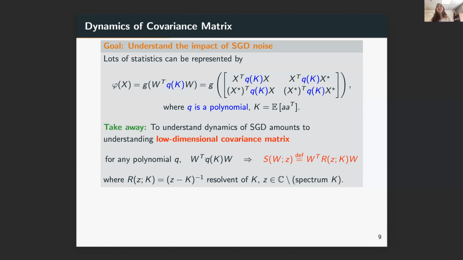And instead of looking at W transpose Q of KW, we can look at this new dynamics S, which is W transpose resolvent of KW. Why is this useful? Because if you know S, you can recover any polynomial, and actually a lot more: you can recover analytic functions. Why is that? You can just use Cauchy's integral formula. Gotta love Cauchy's integral formula. Super powerful, which is that you can write W transpose Q of KW as a contour integral with Q of Z times the function.